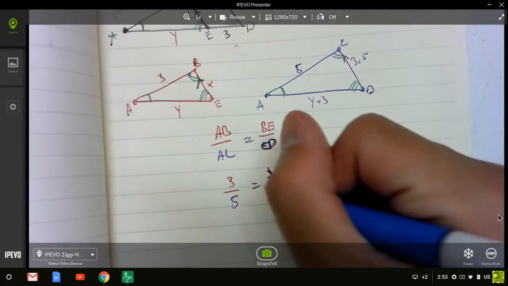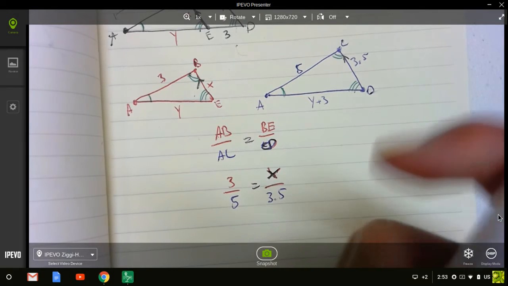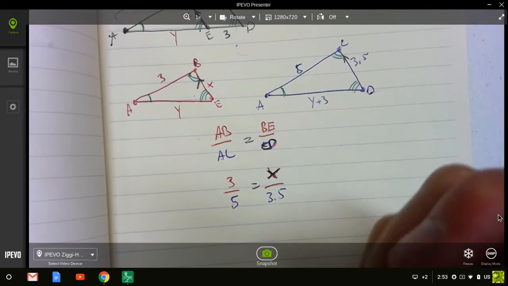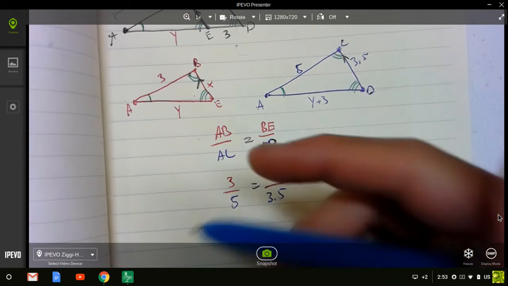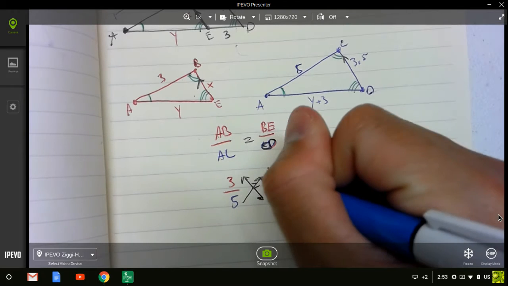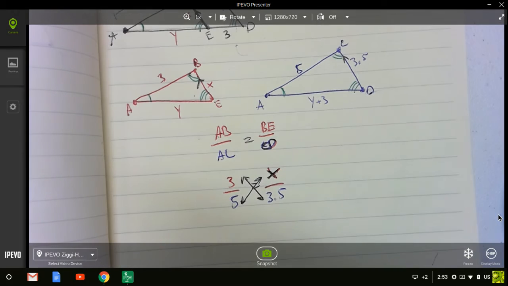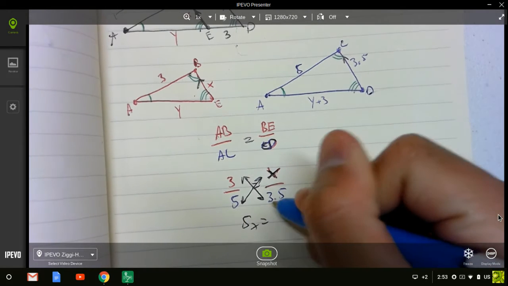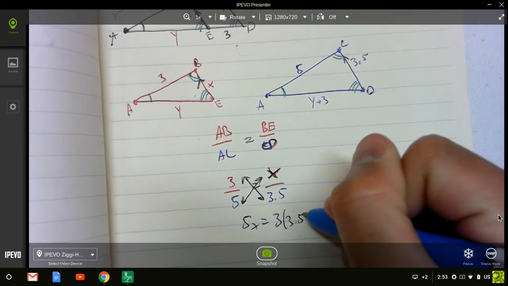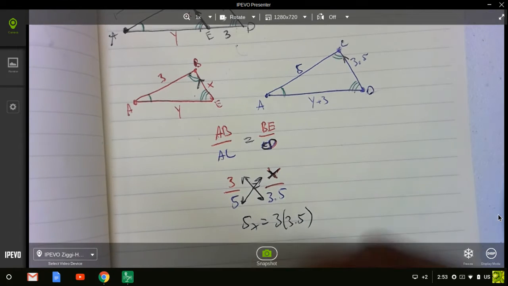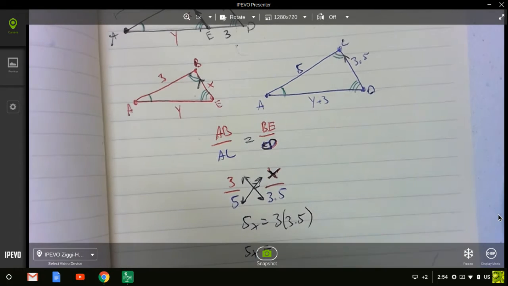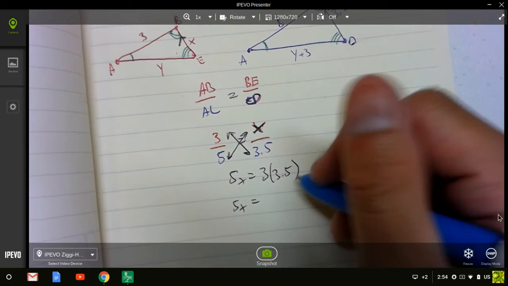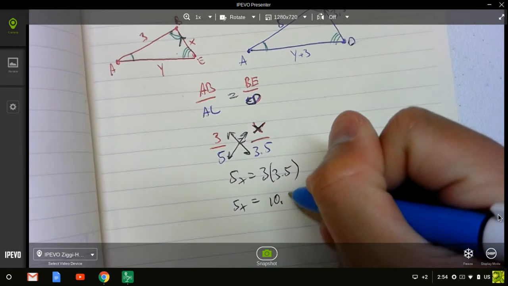Oh, sorry about that. Let me move that up. There we are. And then I simply cross multiply now. Cross multiply to solve for X, and that's going to give me, let's see, I'm going to stop color coding now. It's going to be 5X is equal to 3 times 3.5. And 5x will then be equal to, I believe, 10.5, if you do the math.